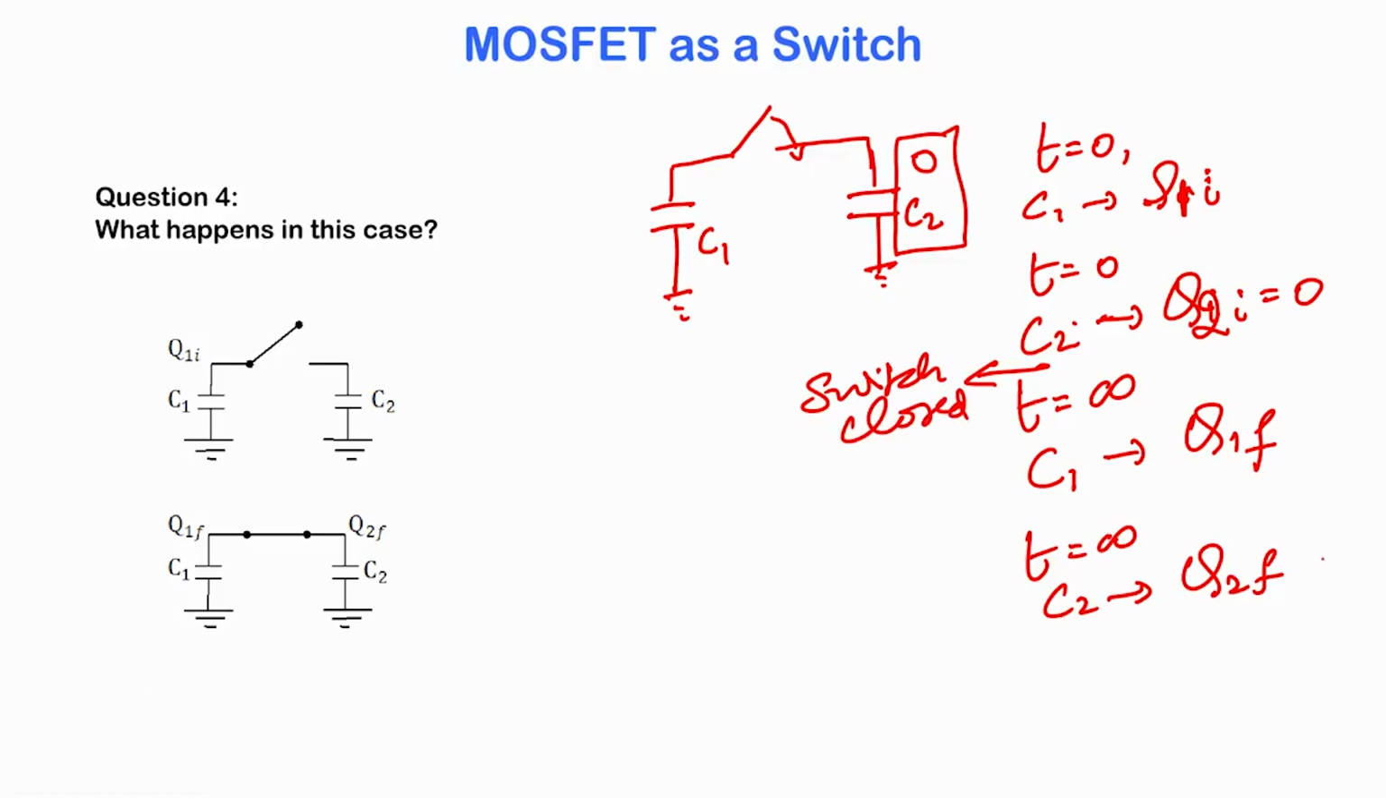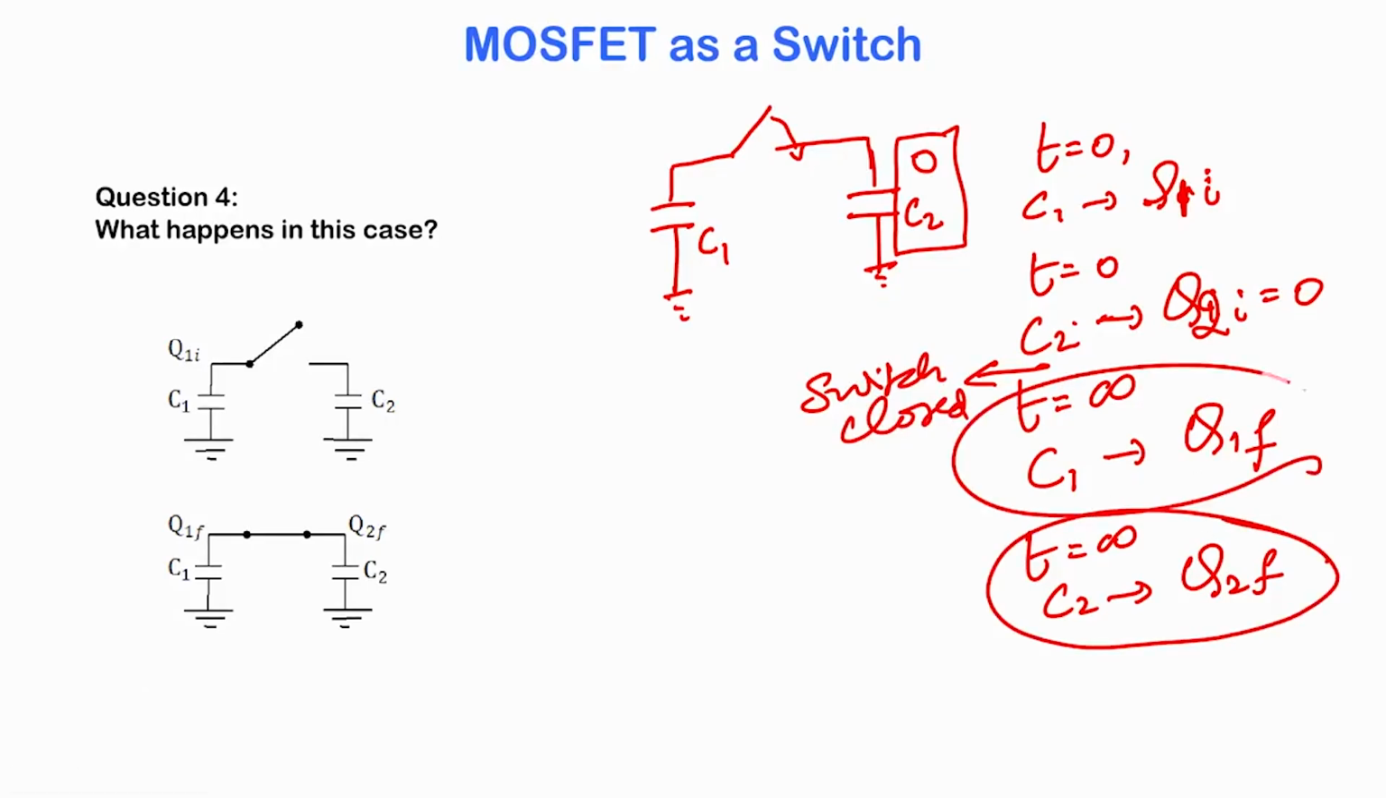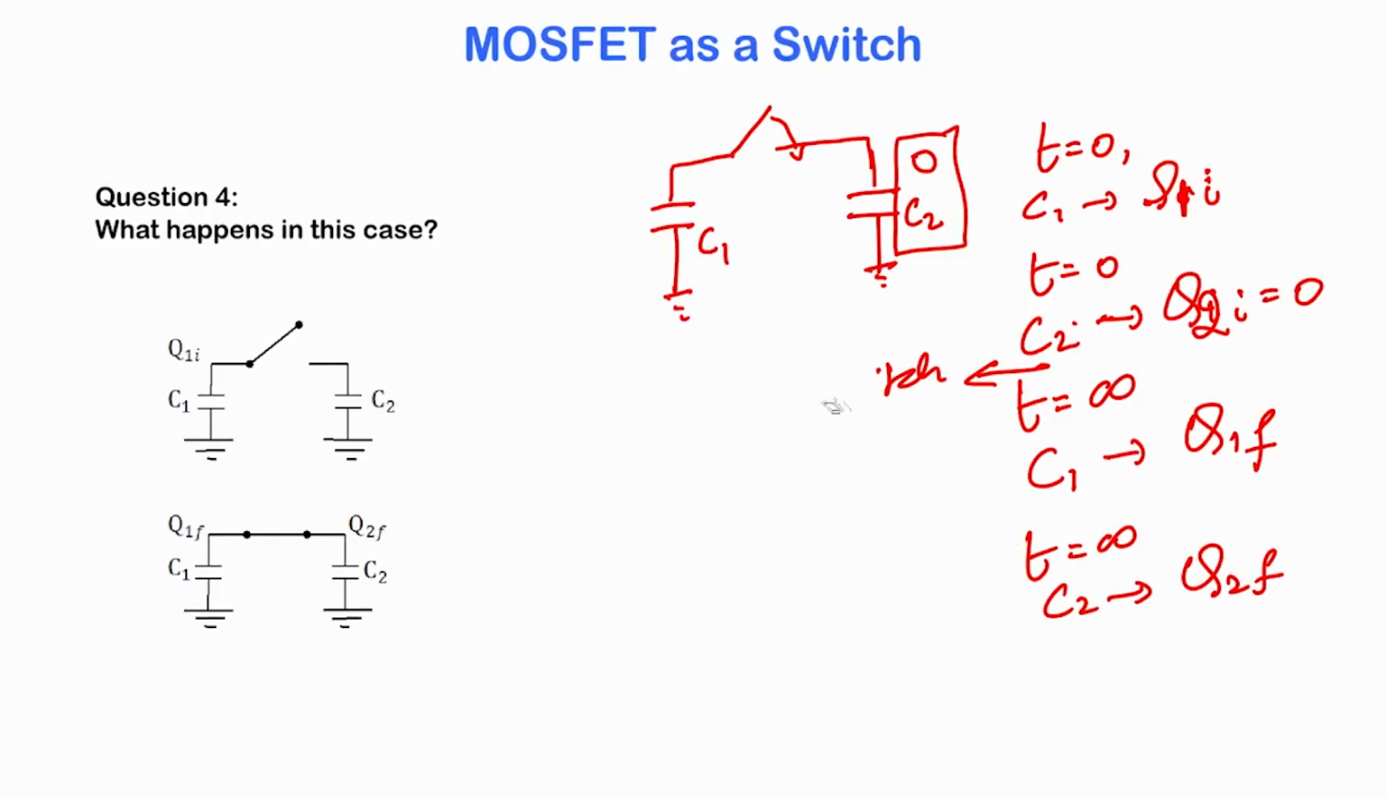The question is, what is the charge on the capacitors at time t equal to infinite? So, how do we go about solving this? We simply use charge conservation. If you use charge conservation, what is the total charge? The total charge is Q1 initial, that was the entire charge in the system, because Q2 initial was 0. And that must equal the final charge in the system.